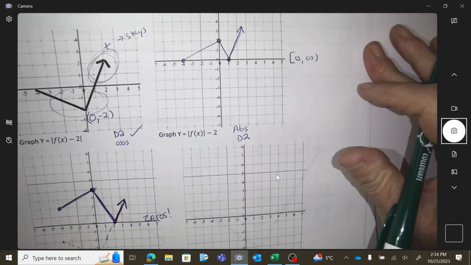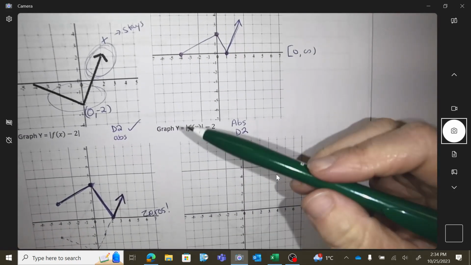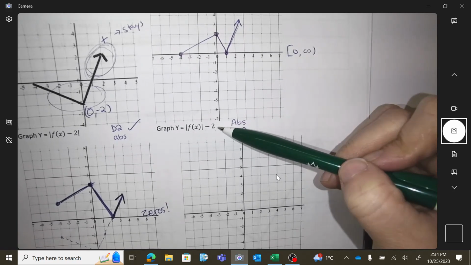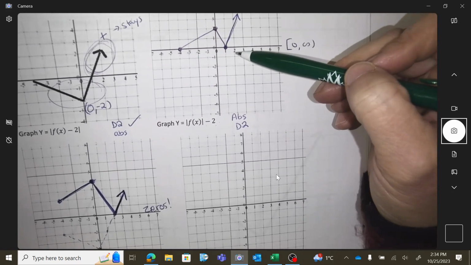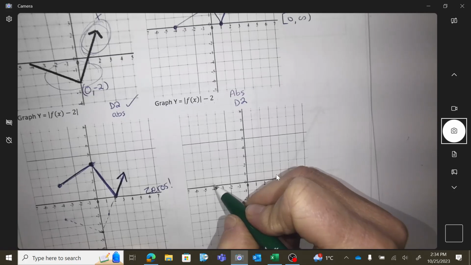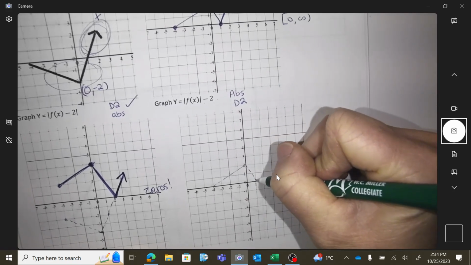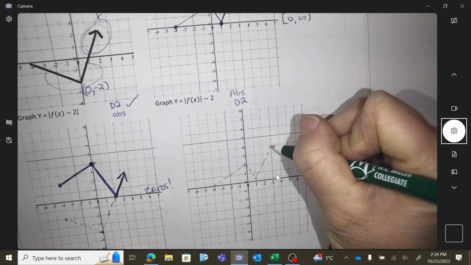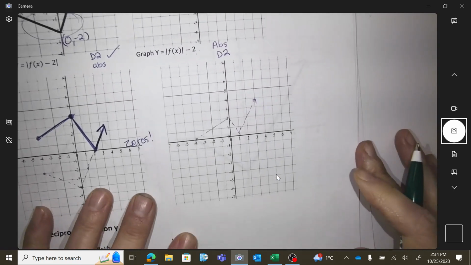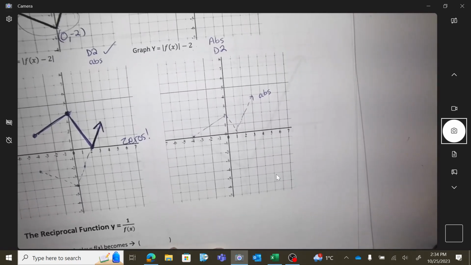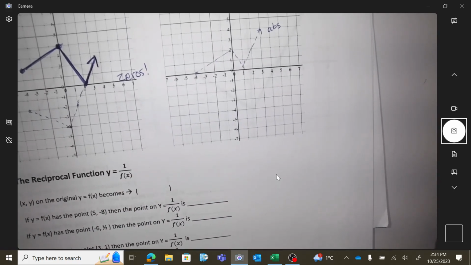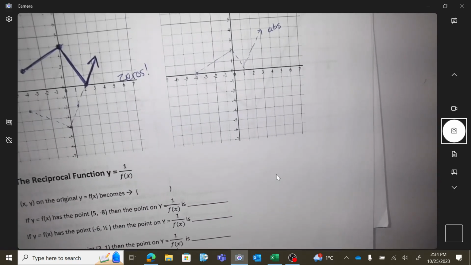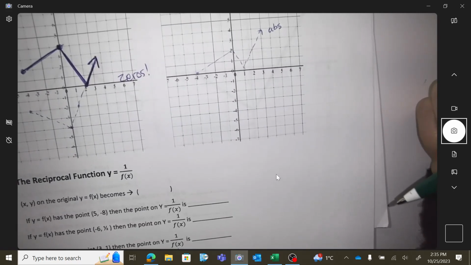Okay, now, second time we're going to do it, we said the order mattered. We're going to absolute it, and then we're going to move it down. So absoluting it, we actually already did that, so I'm just going to kind of draw that sketch. So that's the absolute graph. We already did that. Then you take that one and you move it down. So from there you move it down.